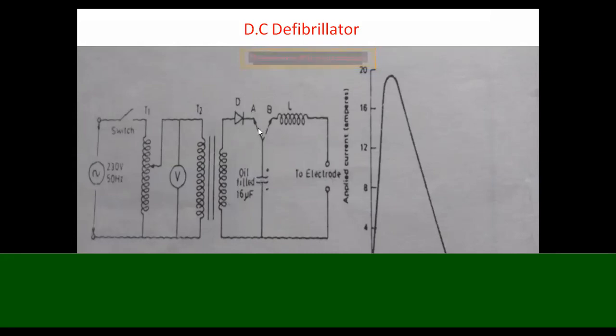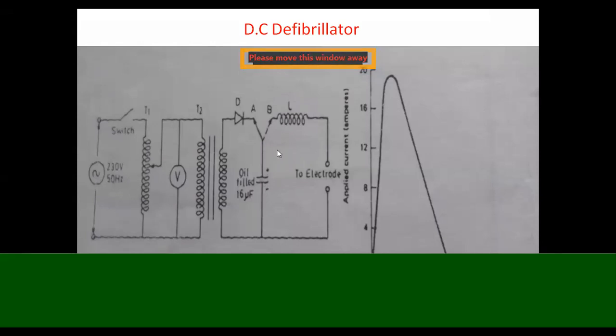So when the switch is connected to point B, the capacitor will be discharged. Okay, discharged suddenly. If suppose there is no inductor placed here, the capacitor will be suddenly discharged.